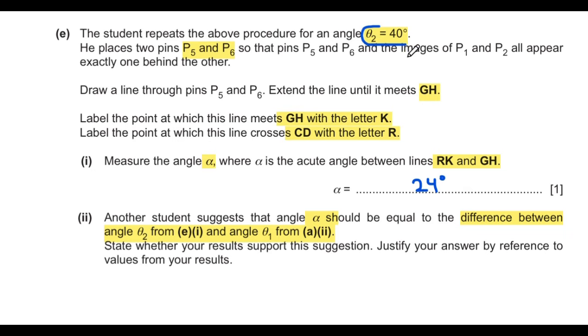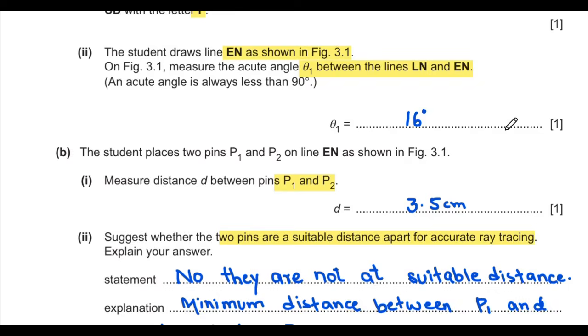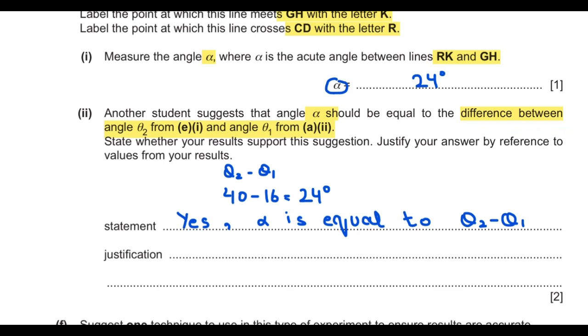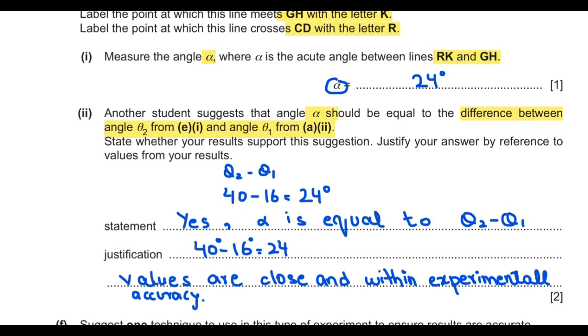We have to prove that this theta 2, which is 40, and this theta 1, which is 16, their difference should be equal to alpha, which is 24. So I'm doing the difference 40 minus 16, which is equal to 24, and it is exactly equal to the alpha value that we have. So we have proved it. Now I'll write yes, alpha is equal to the difference between theta 2 and theta 1, and the justification is given in the form of an equation, values are close and within the experimental accuracy.